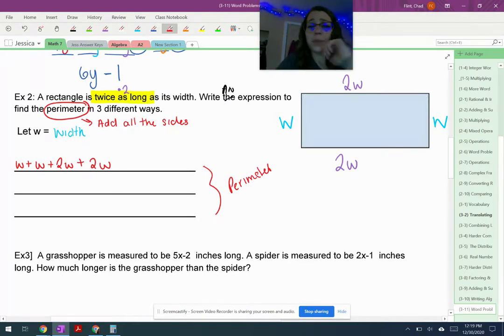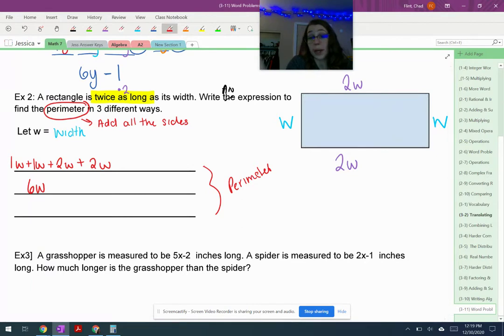Okay, so let's think though. What's another way I could represent the perimeter here? Well, maybe it's jumping into your mind to combine some like terms here. So 2W plus 2W would be 4W, plus 1W is 5W, plus another 1W would be 6W. So 6W is a possible way to represent that. Yes, it's equal to the first one, just written differently. It's simplified. And that makes sense because one shape can only have one perimeter. We can't have different perimeters for the same shape.